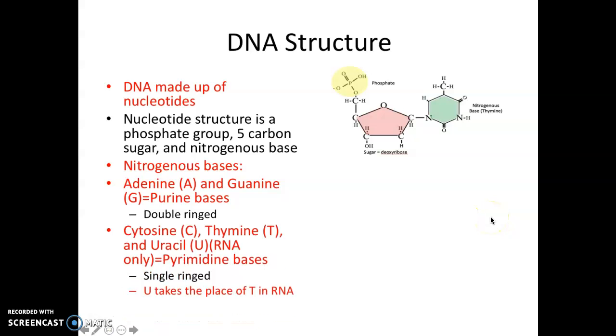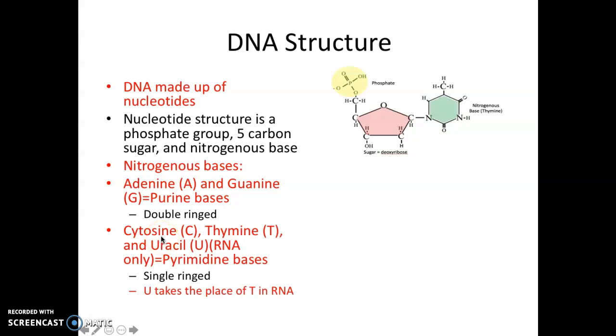So we have two types of nitrogen bases. We have purines and pyrimidines. Purines are going to be double ringed, so they are bigger. A and G are going to be your purines. If you need a way to differentiate which one is the double ring and which one's the single ring, purine is the shorter name but the bigger base. Pyrimidine is the longer name but the smaller structure.